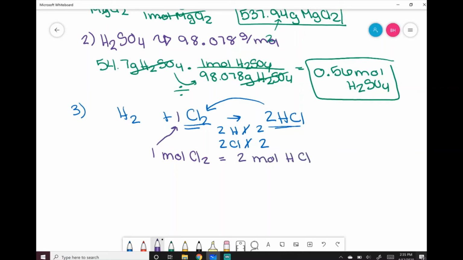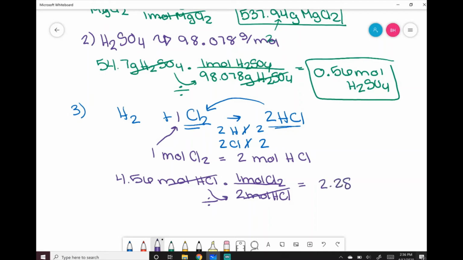Now my problem says that I start off with 4.56 moles of HCl. So I'm going to put my 2 moles of HCl on the bottom so that those cancel out, and my 1 mole of Cl on top. And when I divide, again, notice that these are on opposite sides, so it is going to be 2.28 moles of chlorine.